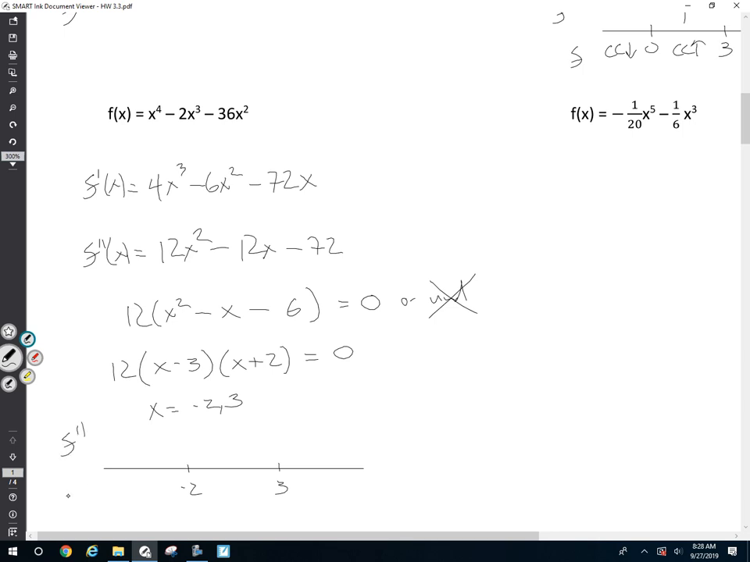Let's look at the signs of the second derivative. Plugging in 4, positive, positive, positive. Plugging in 0, positive, negative, positive. Plugging in -3, positive, negative, negative, positive, negative, negative, positive. f is concave up, then concave down, then concave up. So both of these are points of inflection, and this is the concavity.